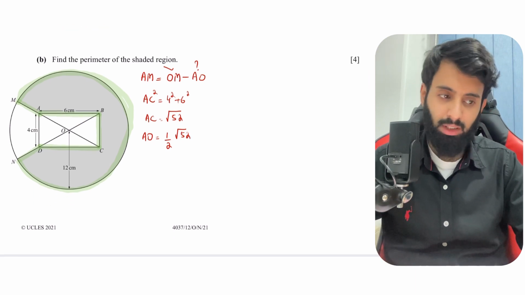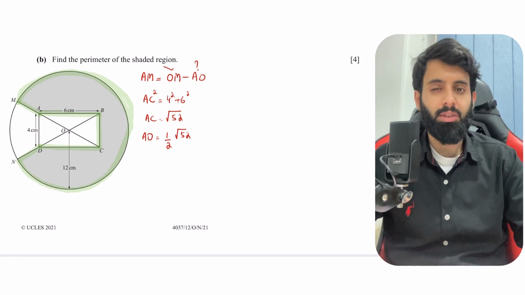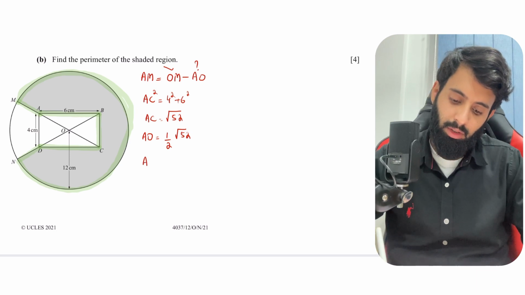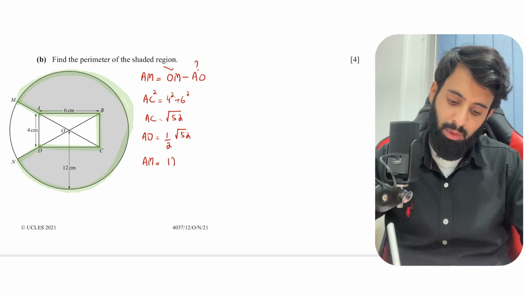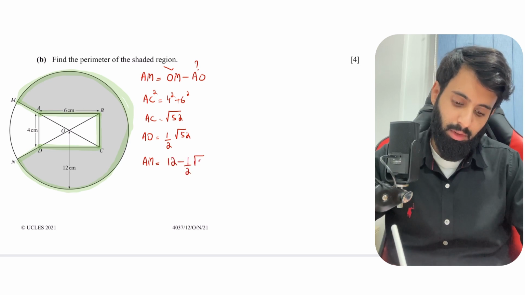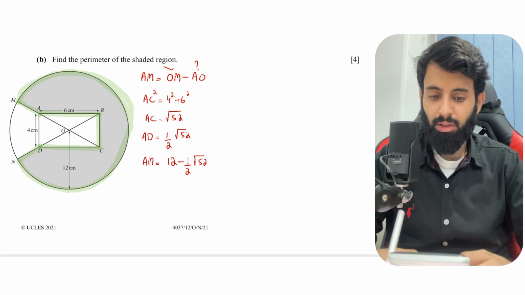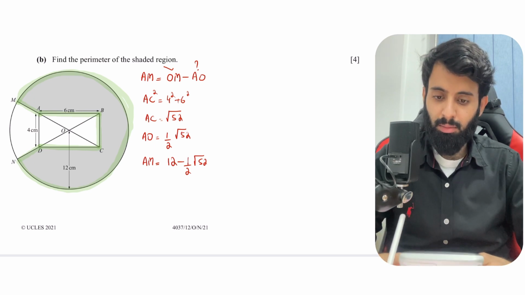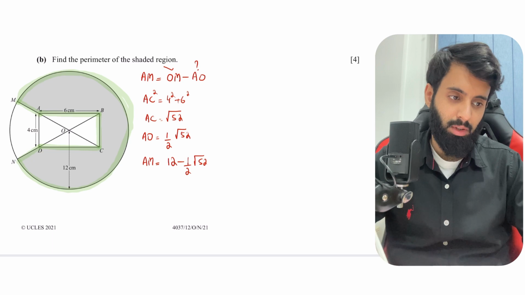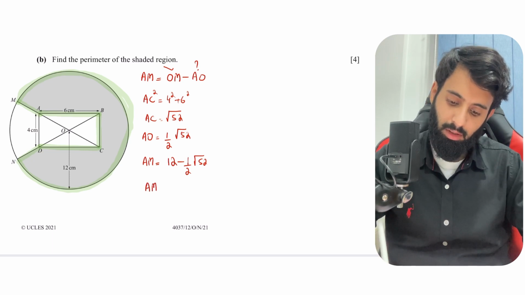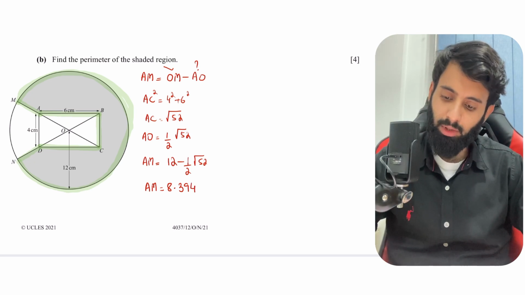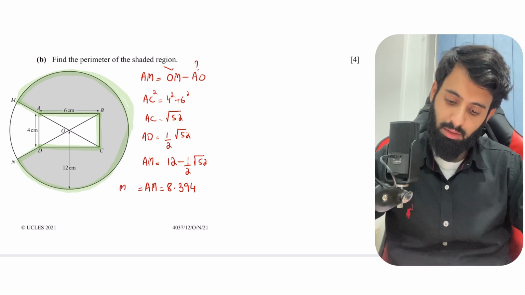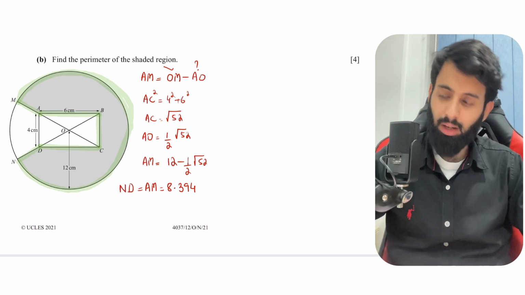Now, you must have noticed that I'm keeping my answer in exact form. That's because I don't want to end up rounding off too soon. So now that I have AM, it would be 12 minus 1 upon 2 root 52. So this is what I'm doing in my calculator: 12 minus half root 52. So I am looking at 8.39. Since this is not my final answer, I'll go 1 unit extra, so I'll write 8.394. And this is not just AM, this is also what ND is going to be.